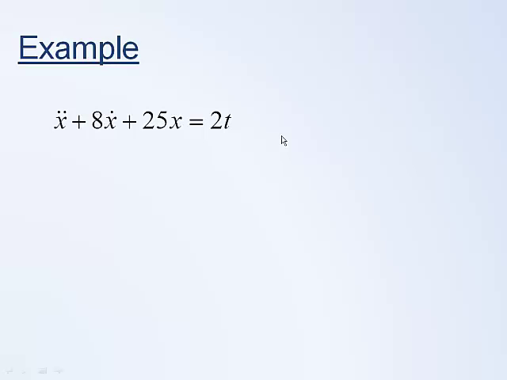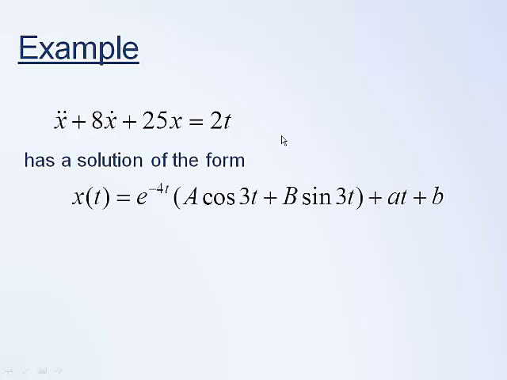So here's an example differential equation. The right-hand side is not 0, so it's a forced differential equation. It turns out that this differential equation has a solution of this form, where the first term is the homogeneous solution and the second term is the particular solution.